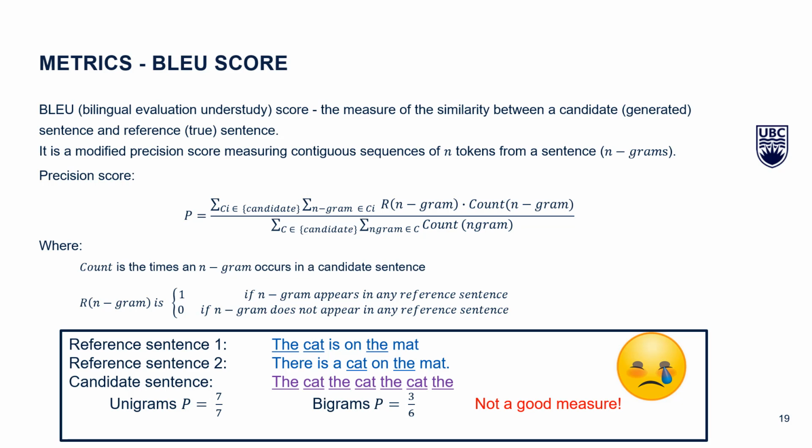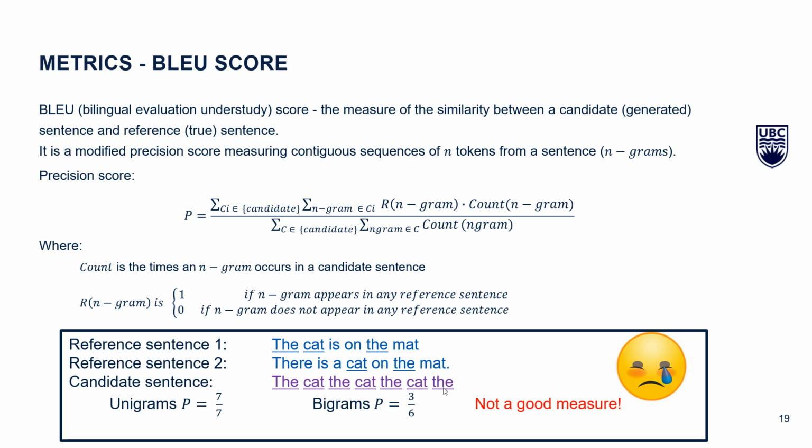So let's start by looking at a traditional precision score. It's pretty easy to calculate. We just need to count how many n-grams there are in a candidate sentence. In this case, if we are looking at unigrams, so each word separately, there are 7: the, cat, the, cat, the, cat, the. And if we are looking at bigrams, which are 2 word groups, then there are 6: the cat, cat the, the cat, cat the, and so on.